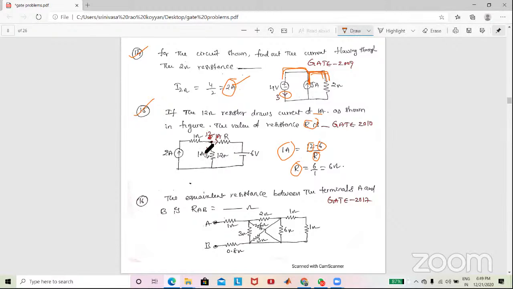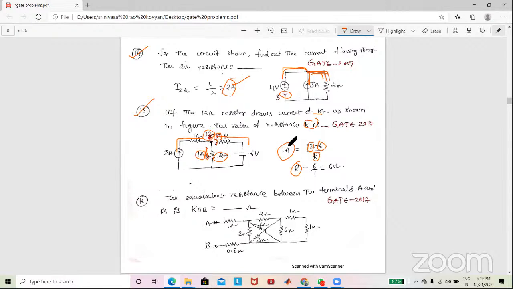In this path, the current is already given, 1 ampere. Then what is the voltage here? 12 into 1, 12 volts. Here the 12 volts. Generally, the total current is 2 amperes. This 1 ampere current is passing through in this path. The remaining 1 ampere current is passing through in this path only. So that is 1 ampere current.